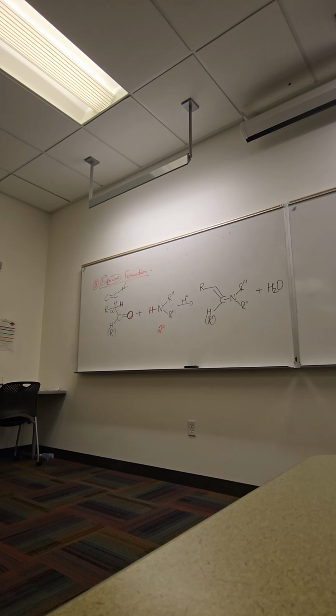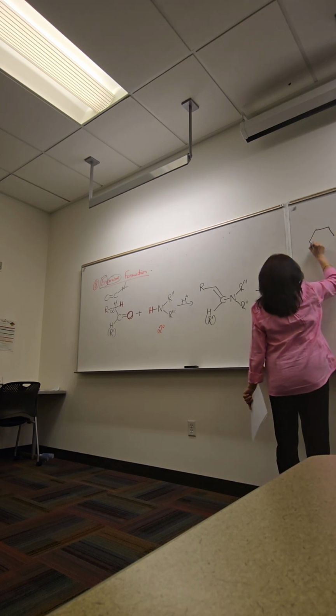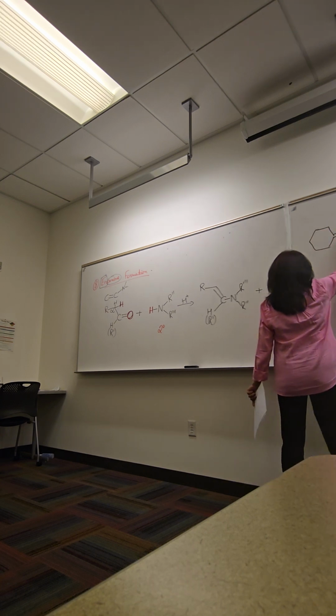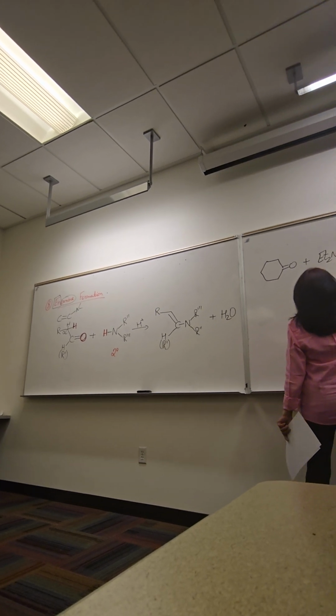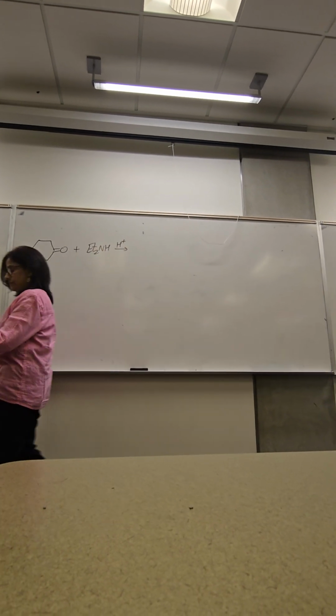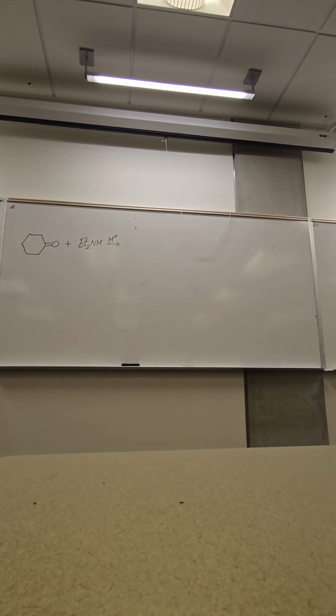So let's say we have cyclohexanone reacting with diethylamine, which is a secondary amine. What would the product be?